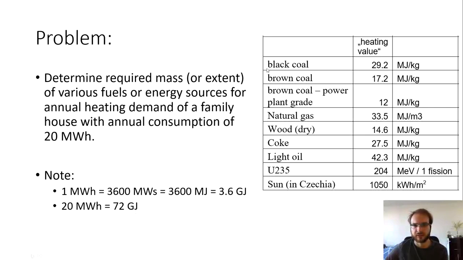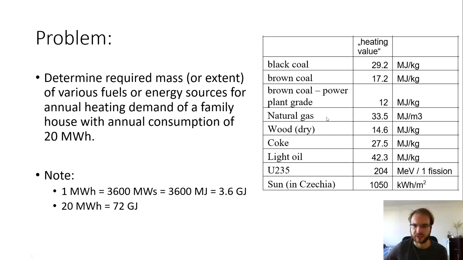Now let's have a look at the fuels and sources of energy we will look at. Those are different types of coal. You can see the black coal, which has a relatively high heating value. Then the brown coal, which is used for power plants, for example, you can see that the heating value is much lower. It's basically just dirt that almost accidentally a little bit burns.